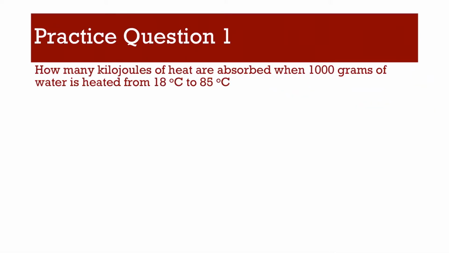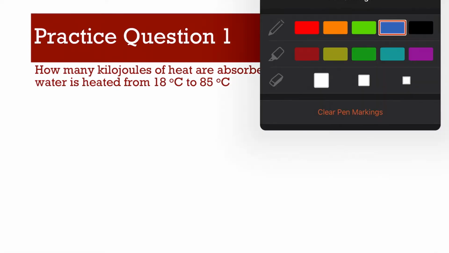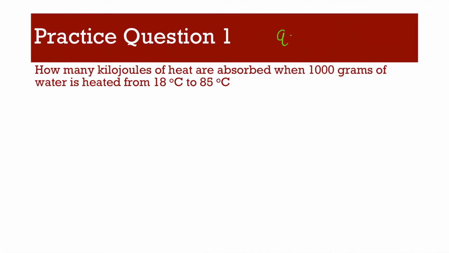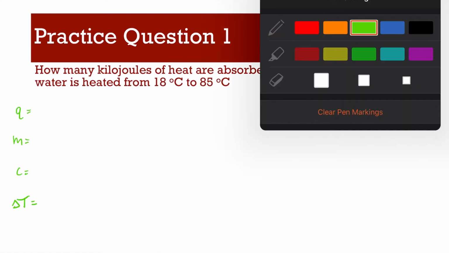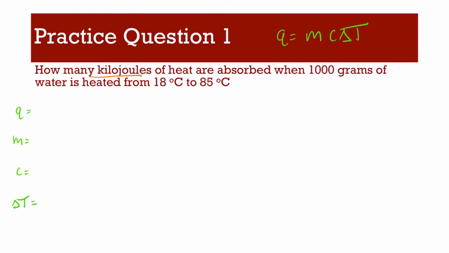Okay. So let's jump into one of these questions. And so whenever we jump into math, or any equation really, I like to write my equation down and list out all of our stuff. Okay, so the question is how many kilojoules? And so that is what we're looking for. Kilojoules, joules, that's our Q, are absorbed when we have 1,000 grams. So 1,000 grams is our mass, is heated from 18 to 85 degrees.